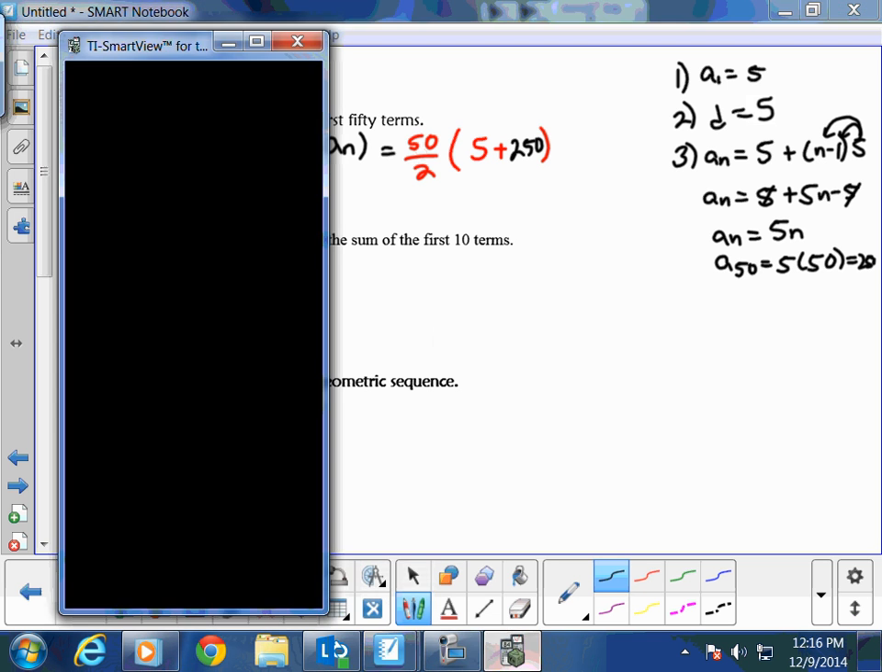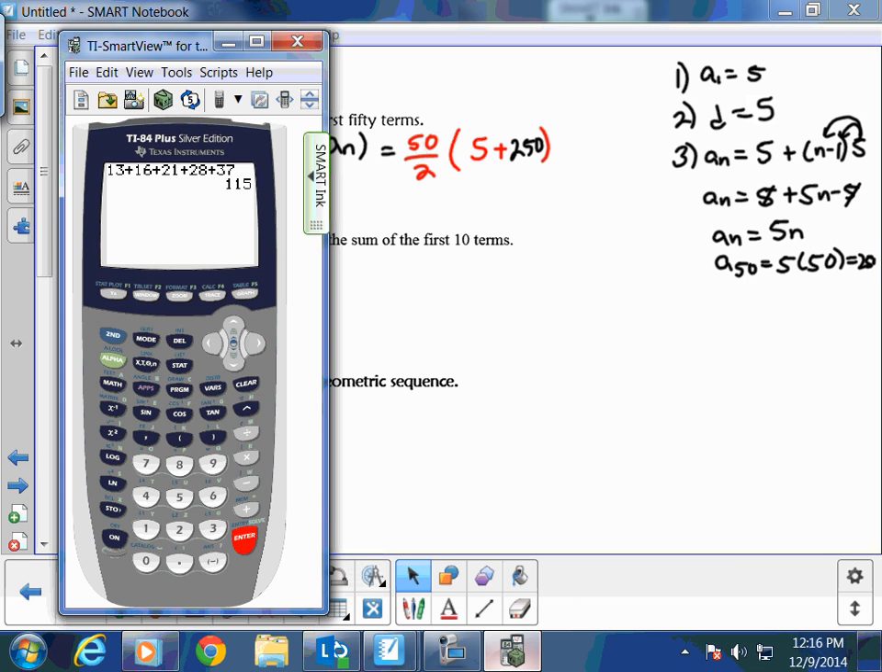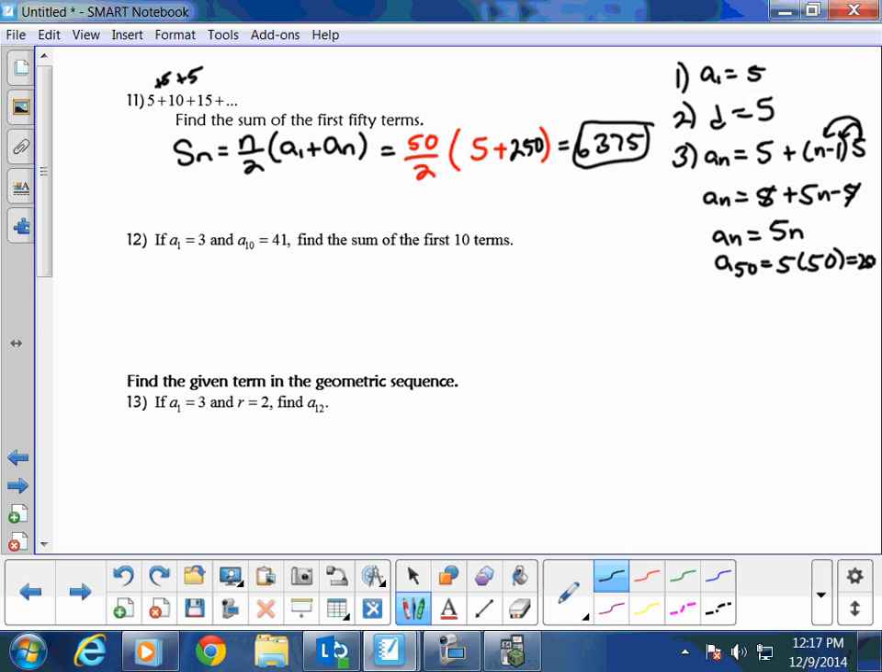Plugging it all into the calculator, I really have 50 divided by 2, and 5 plus 250, which means I have 6,375. That's the answer, the summation of the first 50 terms. Now let's go ahead and do this next one.